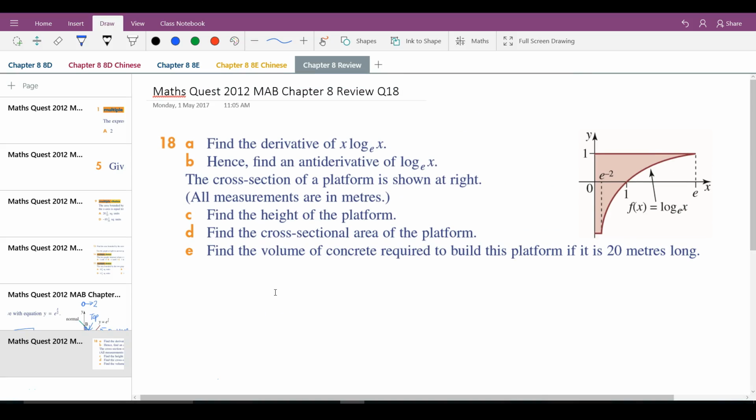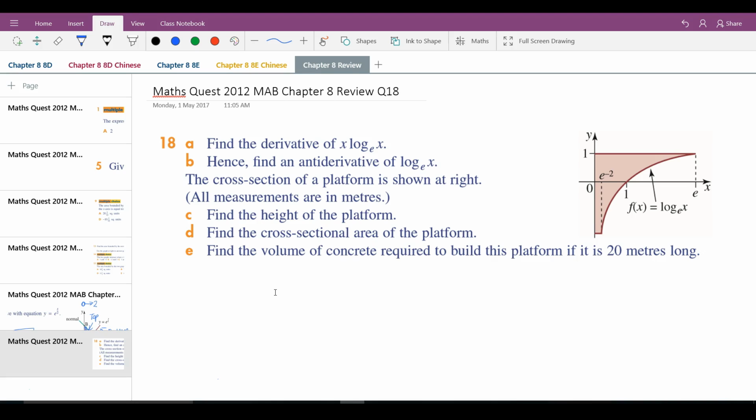Welcome back. We're doing the Maths Quest 2012 Maths Speed Chapter 8 review. Question 18, the last question in the chapter review. Alright, this better be good. Alright, question 18, we're going to diagram on the right. Okay, say question A.